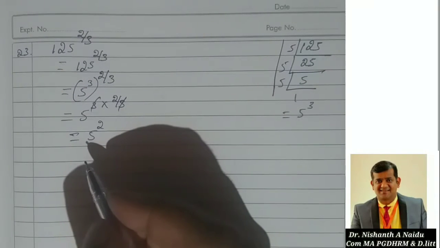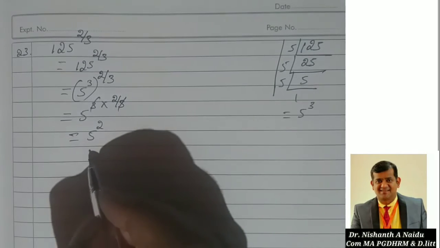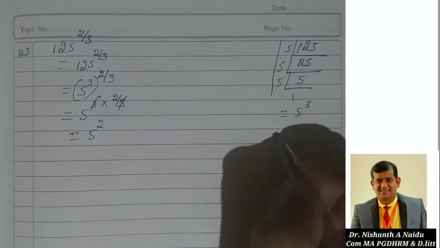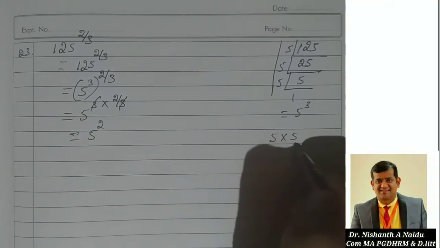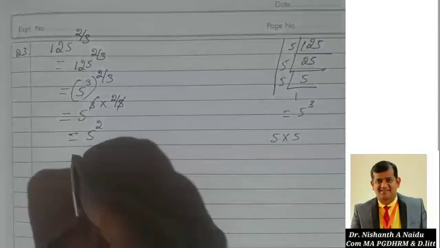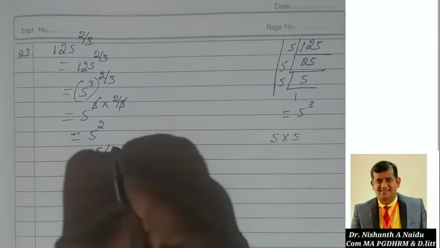Correct? 5 to the power of 2. So then what is the value of 5 to the power of 2? Check out. 5 into 5, 2 times. So 5 5s are 25.